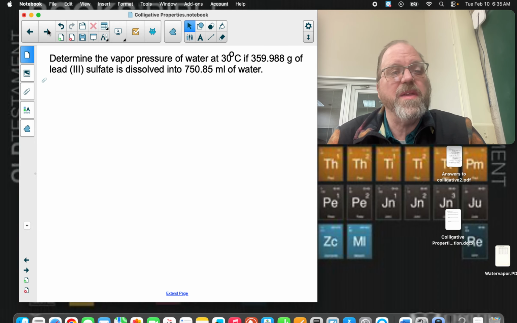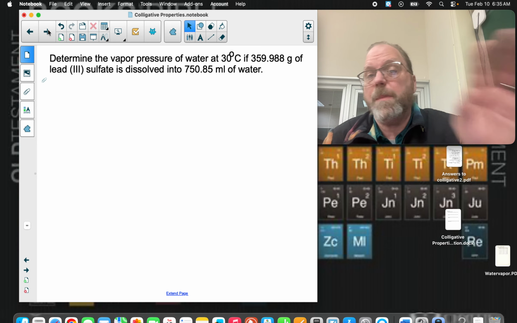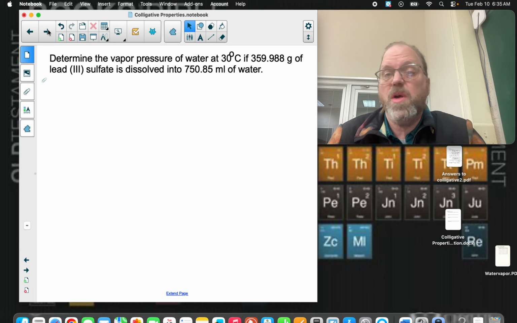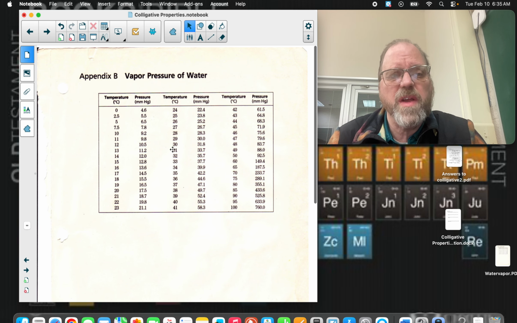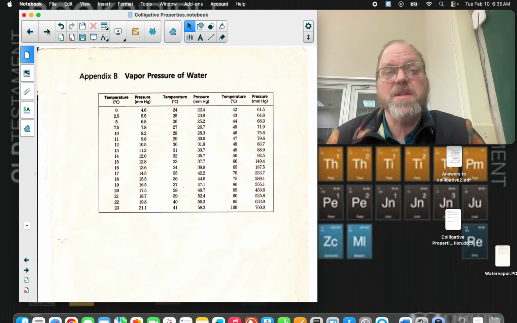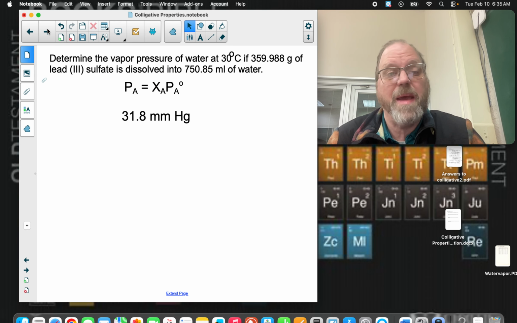So this one here then, determine the vapor pressure. Now remember, vapor pressure is Raoult's law. Raoult's law is P sub A is equal to XA times P of A prime. Now where are we going to find P of A prime? Well, 30 degrees Celsius, water vapor. We should remember the water vapor chart. If we look over here, 30 degrees, water vapor chart, 31.8. So 31.8 millimeters of mercury is the water vapor pressure. That's my P sub A prime.